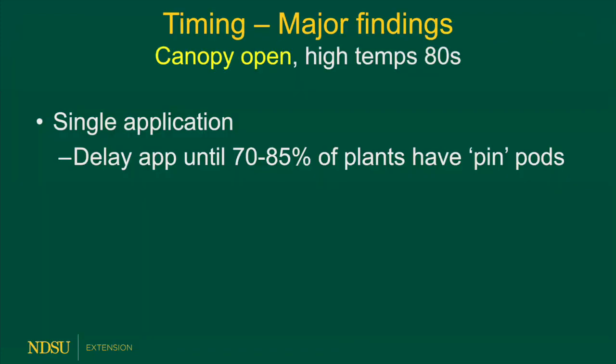Okay, so the message here with the canopy open, and in his case, these trials, I think there were 5 trials, the temps were kind of in the low 80s, so not super conducive, but he's putting spores down and he's creating a favorable environment. The message is that you really have the best bang for your buck if you delay that application until 70 to 85% of the plants have pin pods. And this is different than we would talk about maybe 5, 6, 7 years ago. So, and he's got rock solid data here.